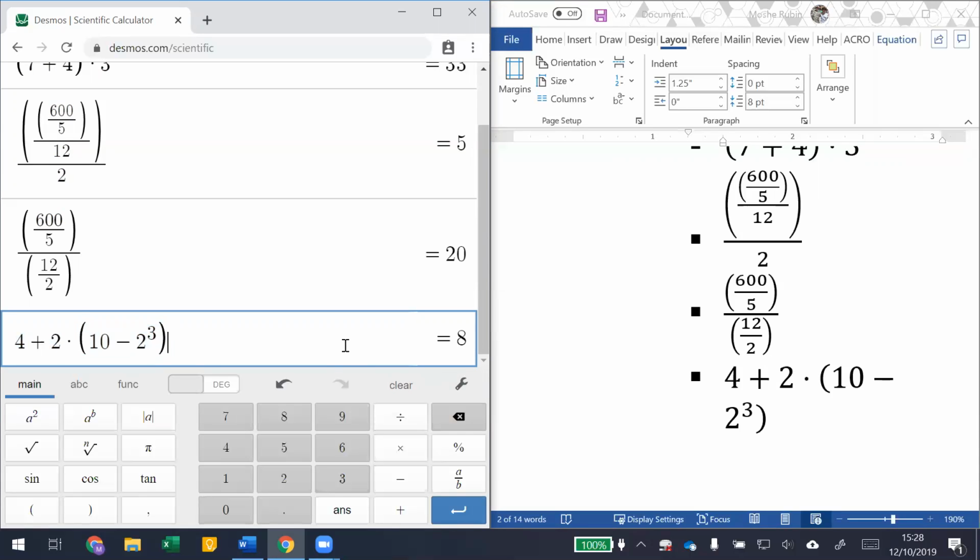Right, so it's kind of going from right to left, but Desmos is a scientific calculator, so it automatically does the correct order of operations.